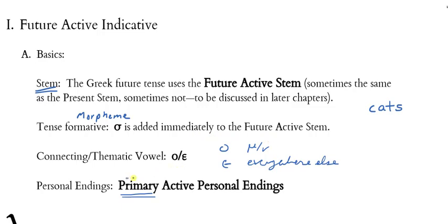The connecting or the thematic vowel are the good old friends that we've already met, omicron and epsilon, and the same rules apply. If my personal ending begins with mu or nu, use omicron, use epsilon everywhere else. And then the personal endings are the primary active personal endings when it's future active indicative. Why am I using the primary endings? Because it's not past tense. It's not secondary. Okay? All right.